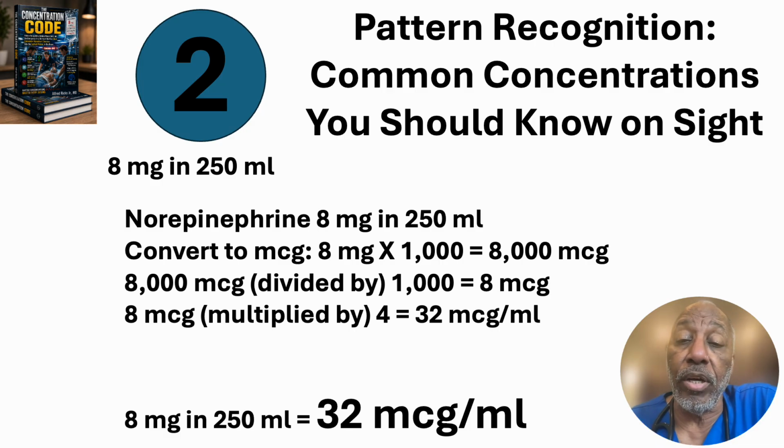Notice the relationship. 8 milligrams in 250 milliliters is exactly double the concentration of the 4 milligrams in 250 milliliters. That doubling relationship is worth looking at, because it means anytime you switch from a 4 milligram to an 8 milligram bag at the same volume, you need to cut the pump rate in half to deliver the same dose. 32 micrograms per milliliter. That's the number. Know it on sight.